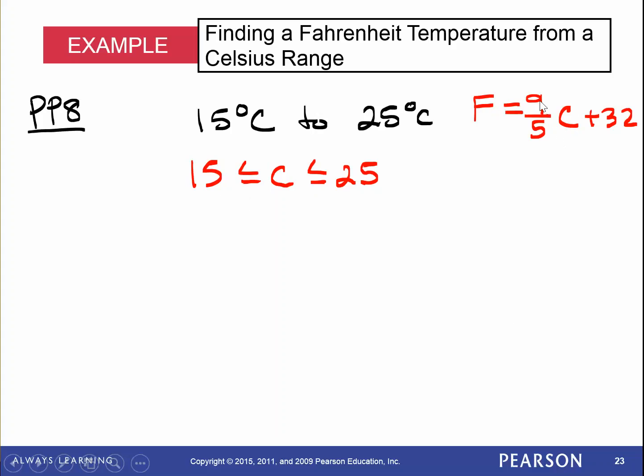This is the conversion between Fahrenheit and Celsius. So if we take 9/5 times C plus 32, that gives you the Fahrenheit scale. So what we want to do is put a Fahrenheit scale in between here. So let's see what we're going to do first. We're going to multiply both sides, or everything, by 9/5.